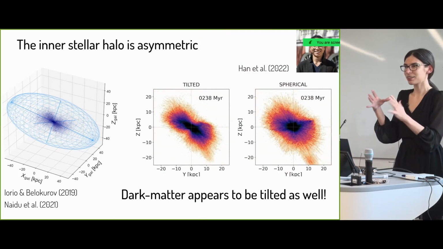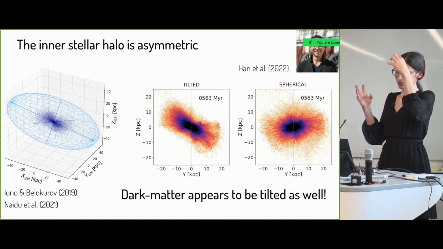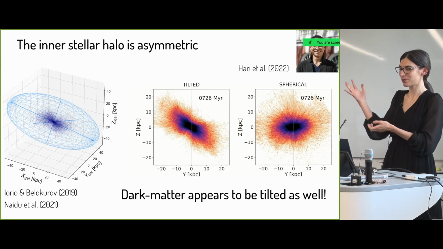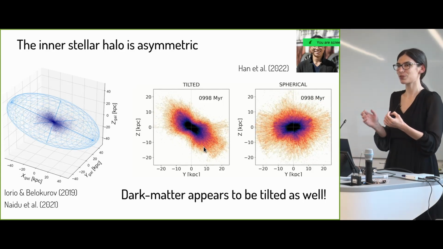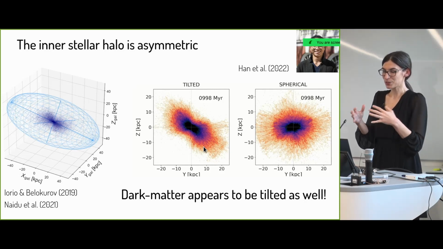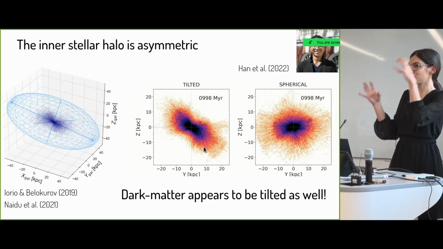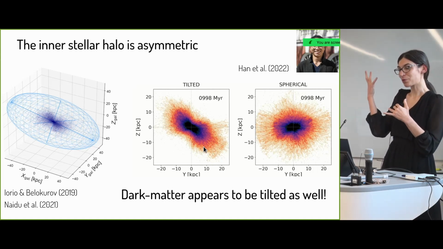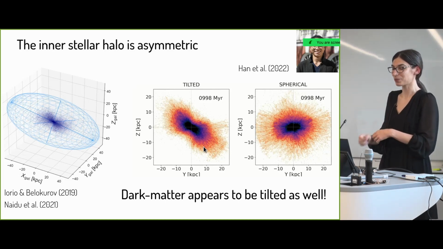So you can see that if the dark matter halo were spherical, the tilt of the stellar halo would be erased basically after a gigayear, whereas in a tilted halo it is preserved, showing basically that even the inner parts of the galaxy that we thought were maybe assembled a long time ago may actually have some record of this asymmetry due to the hierarchical buildup of the galaxy.